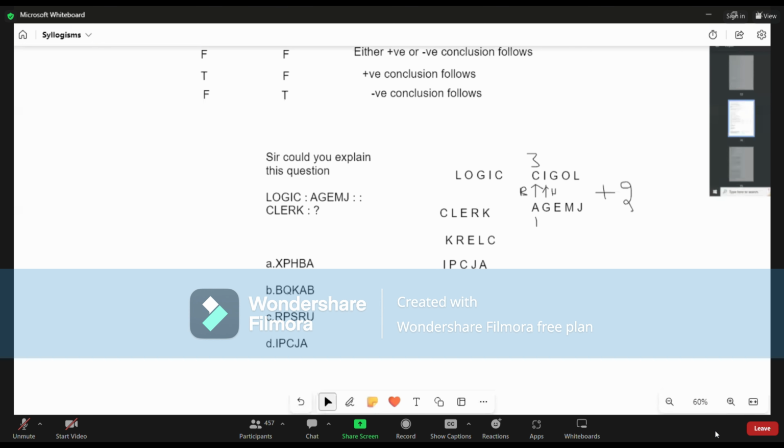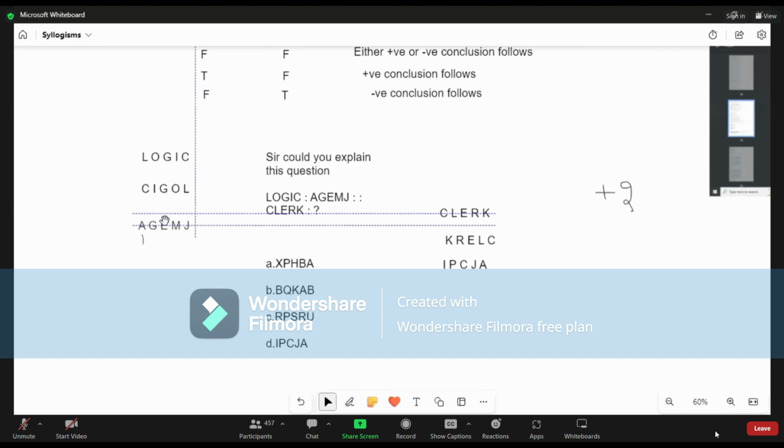Okay, I'll explain it again. You have the word LOGIC first. This is what is given to you. What I did is reverse the terms, that is, I rewrote it in the opposite way: CIGOL. I have just reversed it. Now, what is given for logic? It is given as AGEMJ.